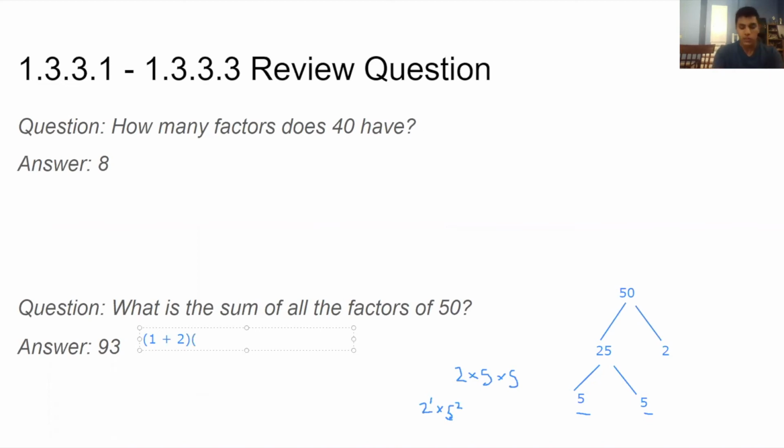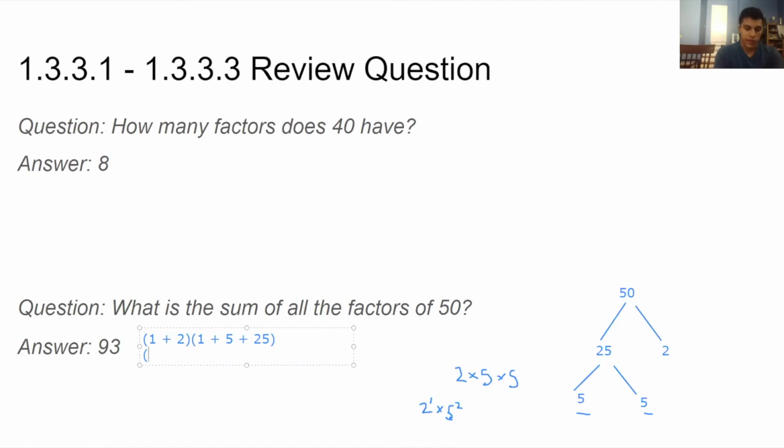And then I move on to my next prime factor, which is 5. So I start with 5 to the power of 0, which is 1. Add that to 5, which is 5 to the power of 1. And then add that to 25, which is 5 to the power of 2. And then I don't add any more because, again, I don't have any higher degrees. So now I have 1 plus 2 times 1 plus 5 plus 25.